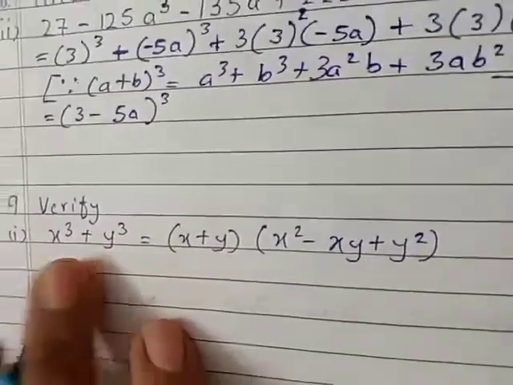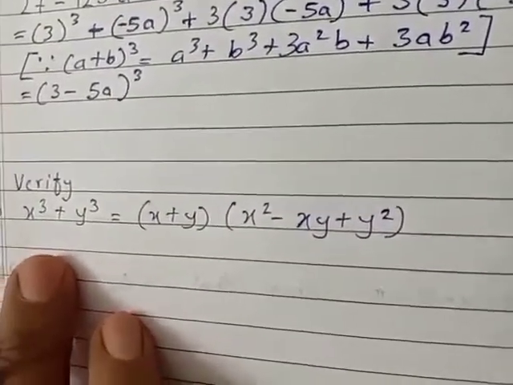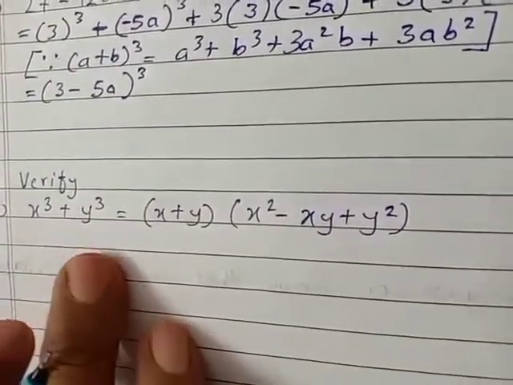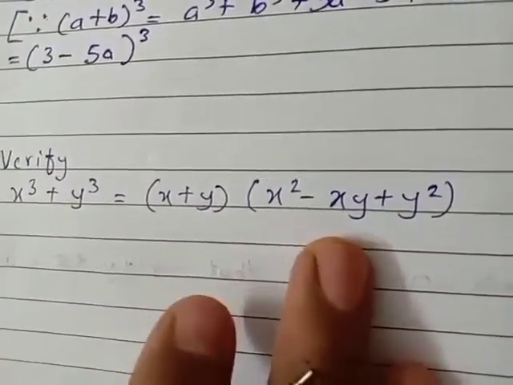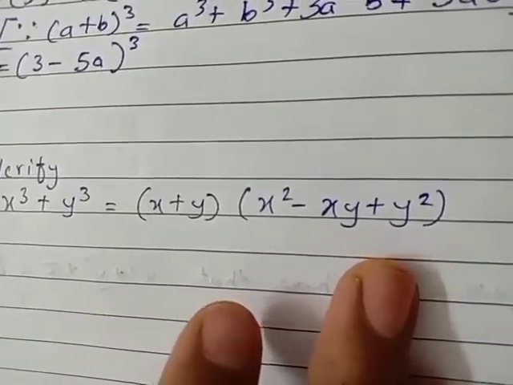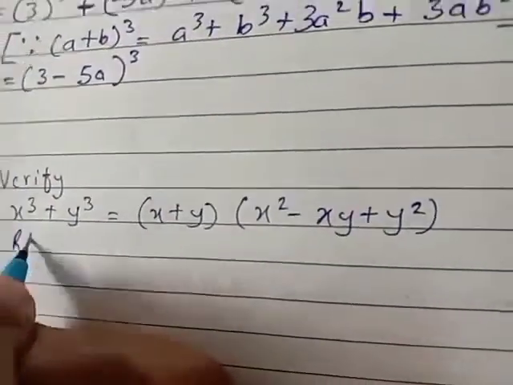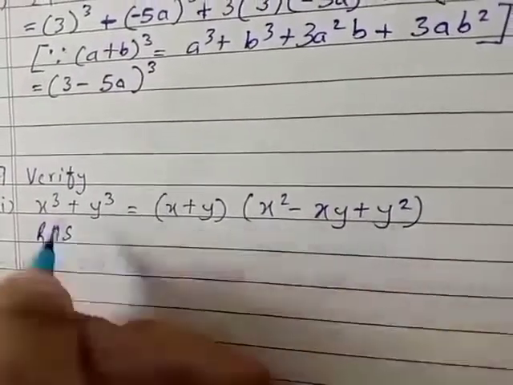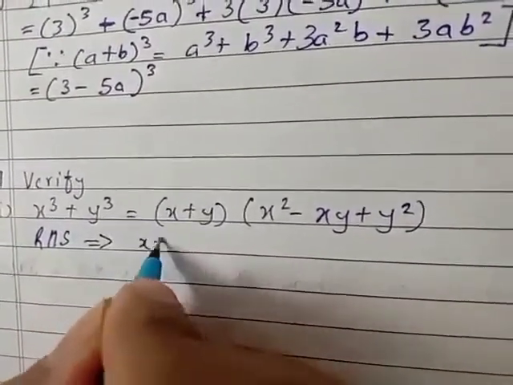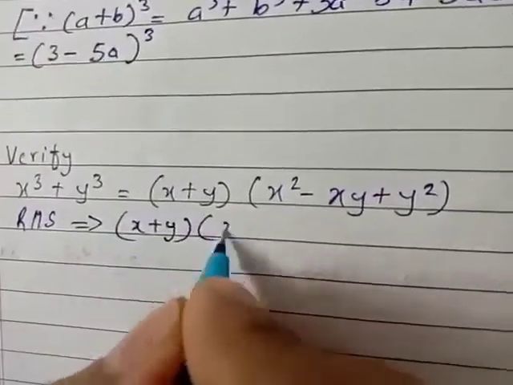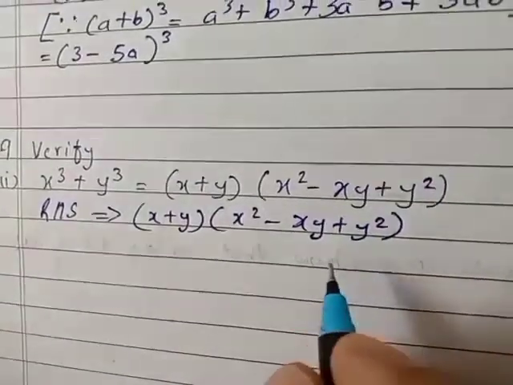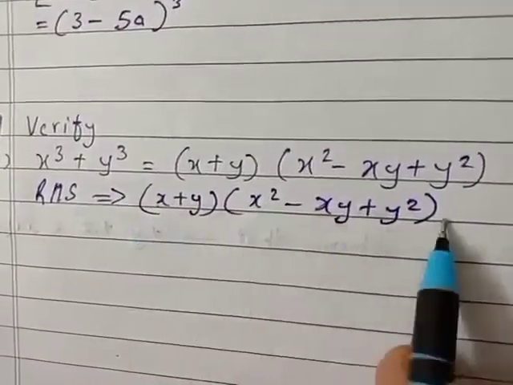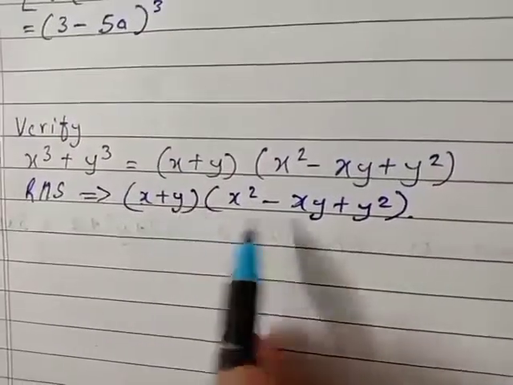Now let's solve this 9th one, the first example. It is x cube plus y cube equal to x plus y into x square minus xy plus y square. Now let's solve the right hand side first. Right hand side is x plus y into x square minus xy plus y square. Now what you do? You will multiply x with this whole expression, and y with this whole expression.